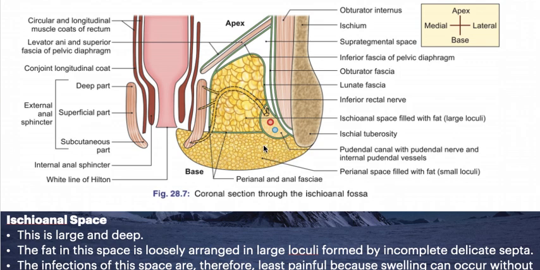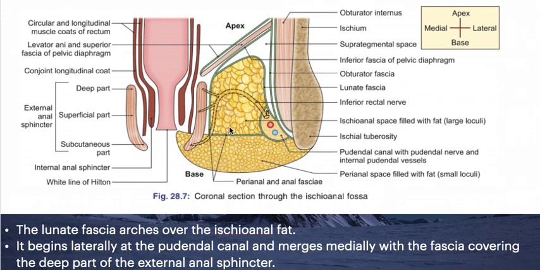Coming to the ischioanal space, large and deep. Fat in this space is loosely arranged in large loculi formed by incomplete delicate septa. Infection of this space is therefore least painful because the swelling can occur without any tension. This is called the lunate fascia here. Lunate, as in half-moon shaped fascia, arches over this ischioanal fat.